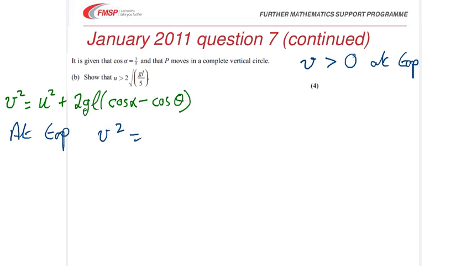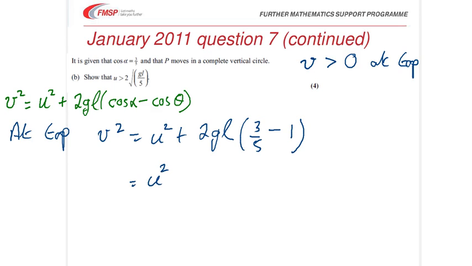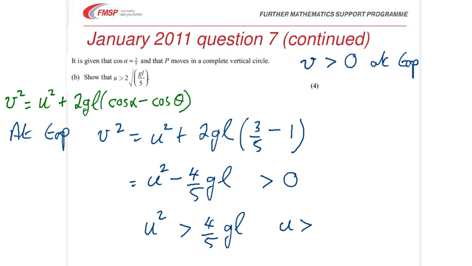v squared is u squared plus 2gL, we know cos alpha, they've just told us it, 3/5 minus cos of 0 which is 1. So we get u squared minus 4/5 gL. And we know it's still moving at the top, so this quantity is positive. So u squared is greater than 4/5 gL, which I think is what they want. Take the square root: u is greater than 2 square root gL over 5. That's that bit done. One more bit to do, and more marks for this next bit.